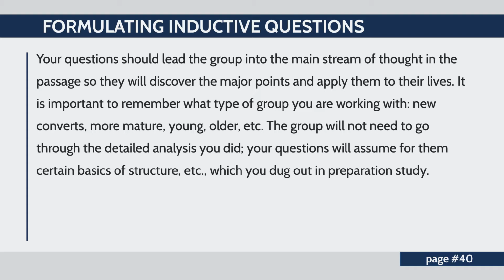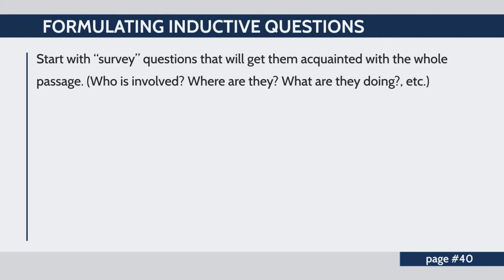It's important to remember what type of group you're working with: new converts, more mature, young, older. The group will not need to go through the detailed analysis you did. Your questions will assume from them certain basics of structure, which you dug out in your preparation. So you want to start with, first of all, survey kinds of questions that will get them acquainted with the whole passage. Who's involved? Where are they? What are they doing? So forth.